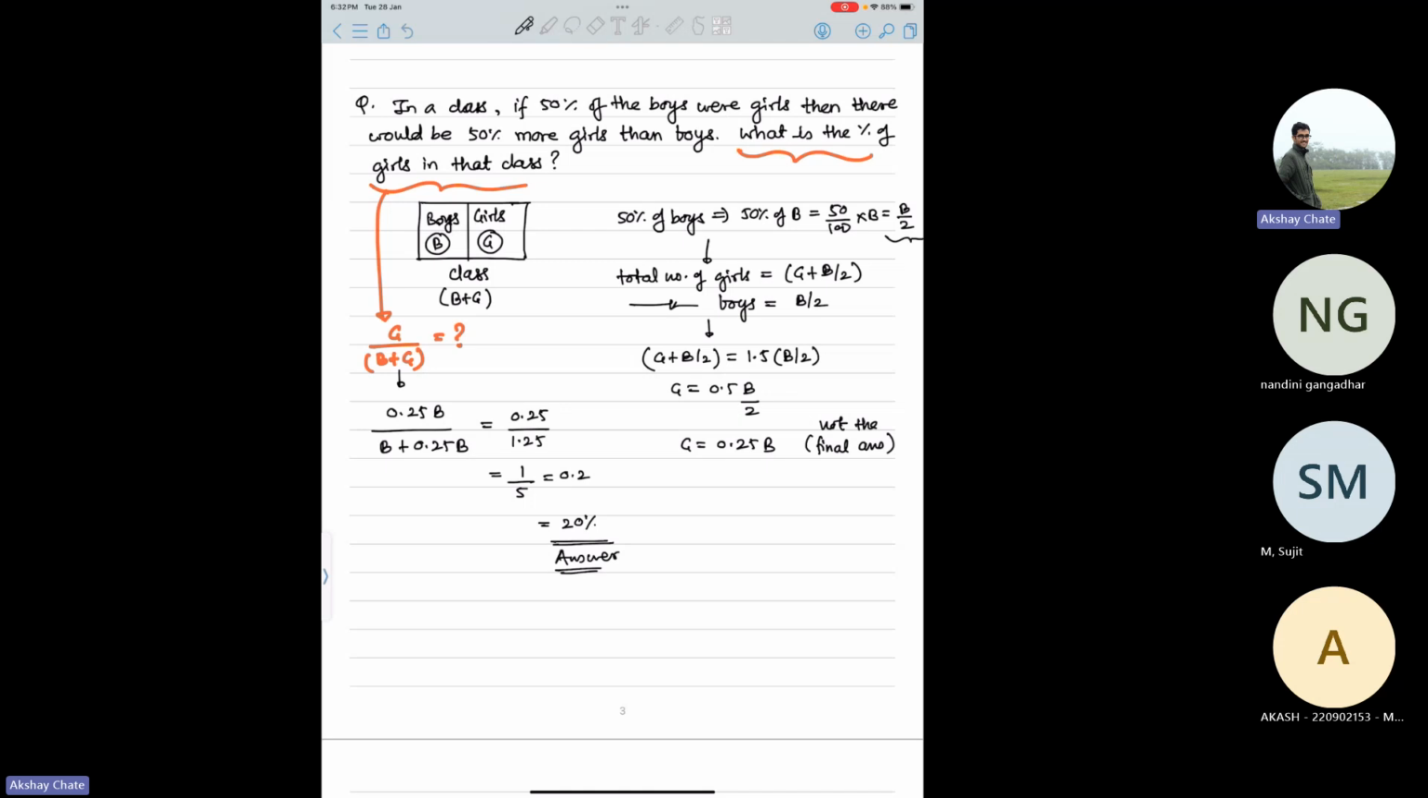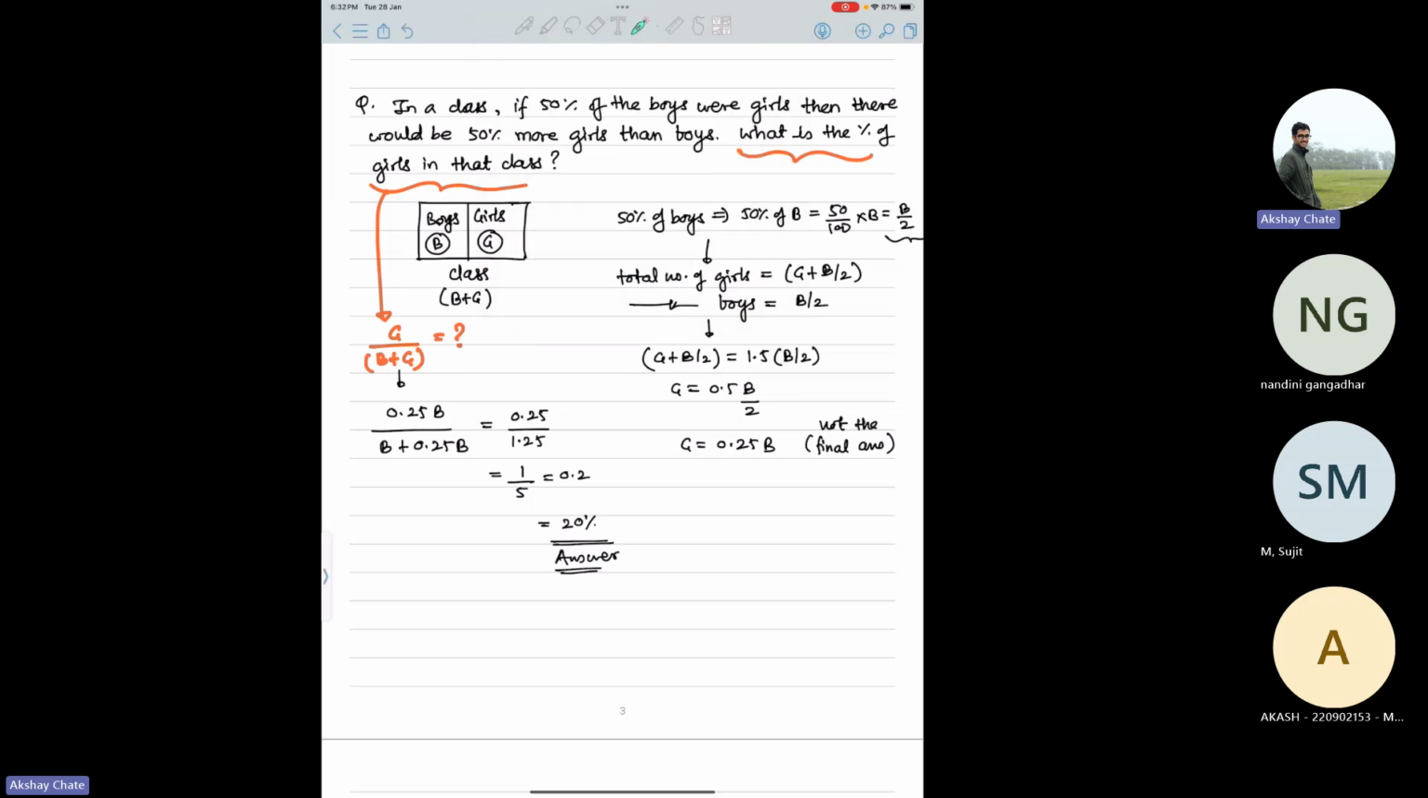Hello, sir. Sorry to interrupt. Yeah, tell me. In the step where you have taken g plus b by 2 is equal to 1.5 into b by 2, how did you get that 1.5, sir? It is coming from here. One second.